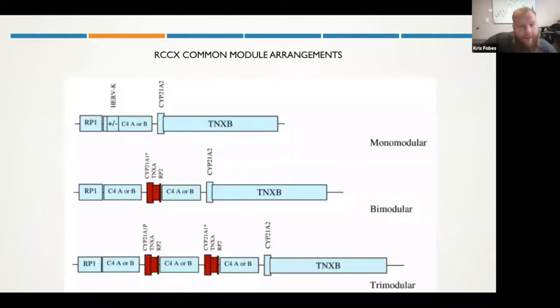Here's an example of some of the more common module arrangements we see. You can see they all start with the STK19 or RP1 gene, and then the duplicates happen in the C4A and CYPs. And then we also have this ability for those pseudogenes or alt genes to come in here also and be part of those modular copies. So that's where we'll see that.